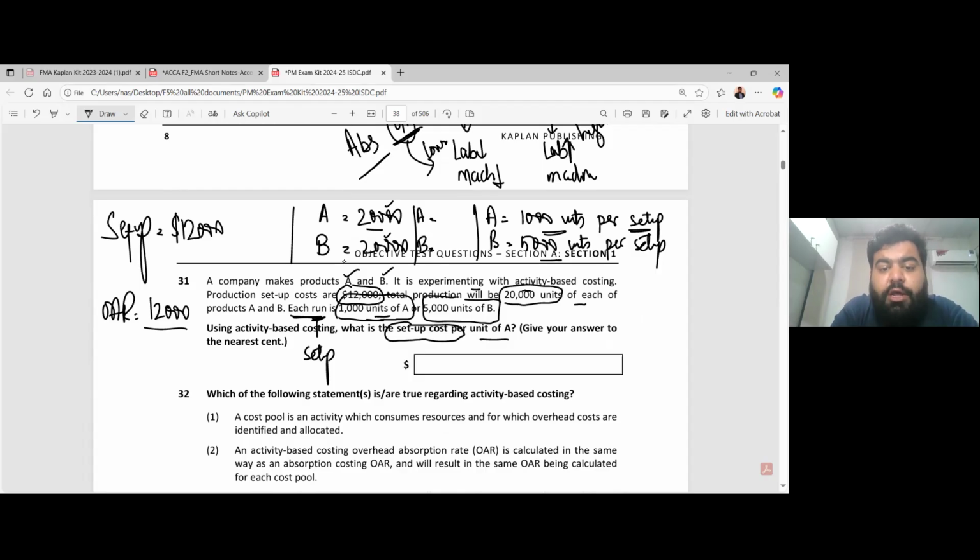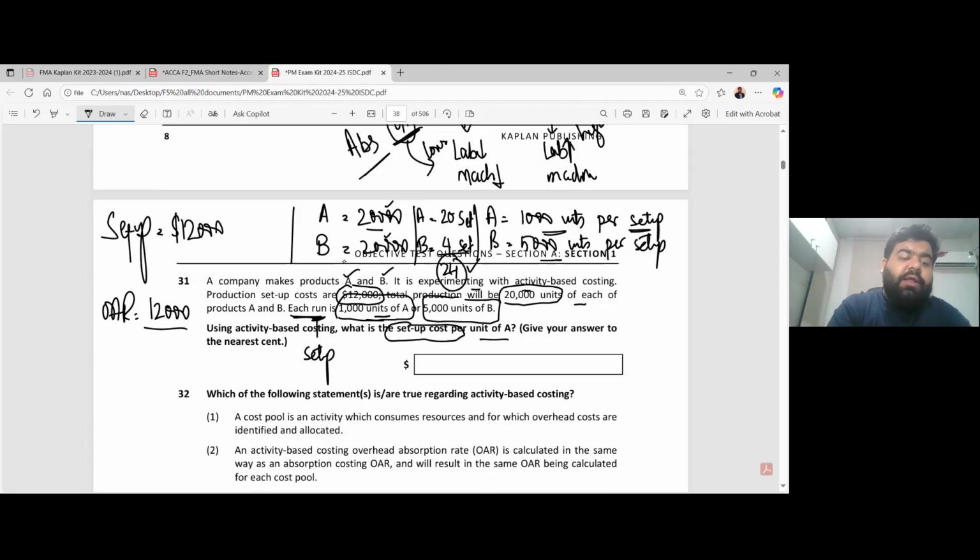Number of setups: 20,000 divided by 1000 means that A has a total of 20 setups. Obviously, if one setup is having 1000 units, A is being made 20,000 units. So 20,000 divided by 1000, 20 setups here. And for B, 20,000 divided by 5,000, 4 setups here. Means we have for A 20 setups, for B 4 setups, totaling 24 setups. So our base, the total number of setups, is calculated as 24.